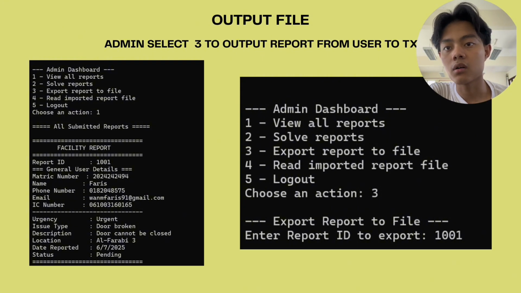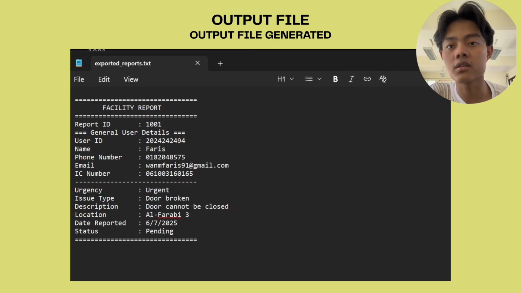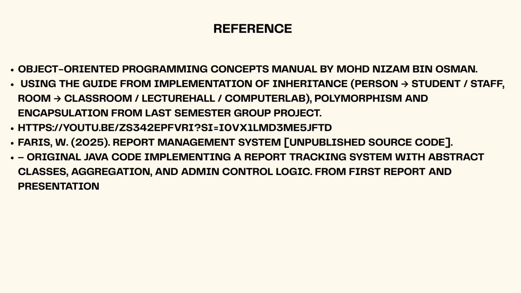On the left side is an example of the report we will be exporting. After admin selects 3, it will ask the admin to enter the report ID to export, and the admin will enter the report they want to export. After entering, it will ask the admin if they want to export the file, and if the admin inputs yes, then the report will be successfully exported to the output file, and this is the output file generated. So this will be the results. And this is our reference for this program.